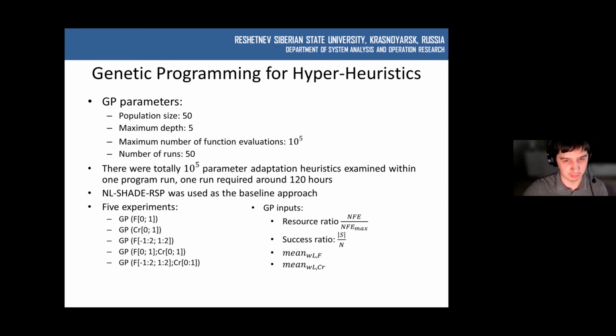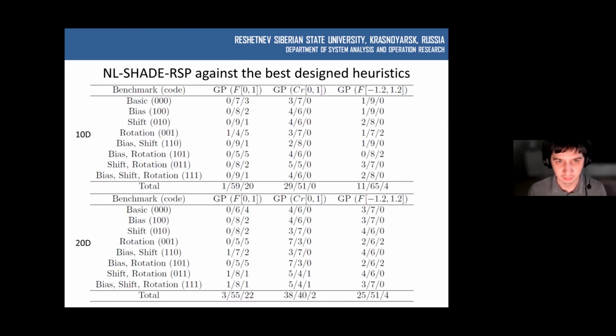So we used symbolic regression with this set of functions, and we performed 5 experiments. So we had 50 trees with a maximum depth of 5, and 10,000 different parameter adaptation heuristics were examined in an automatic way. So the inputs were the resource ratio, success ratio, and the mean values that are actually used in SHADE algorithms. So this heuristic could simply use the values from the SHADE algorithm and do nothing, but it did something interesting.